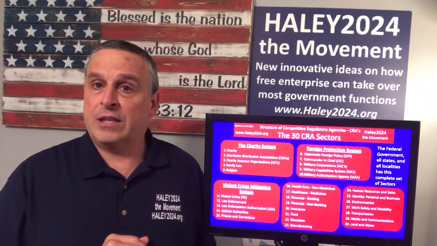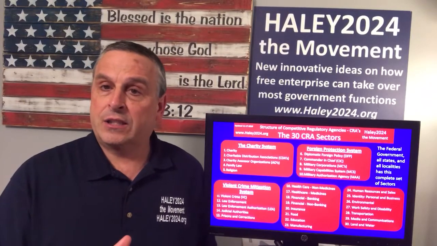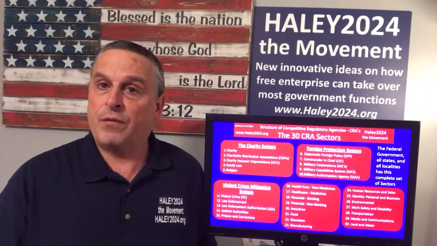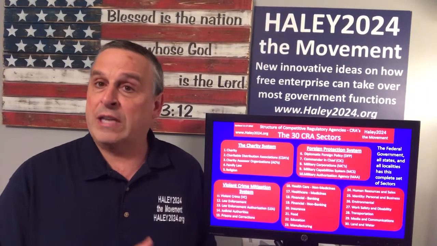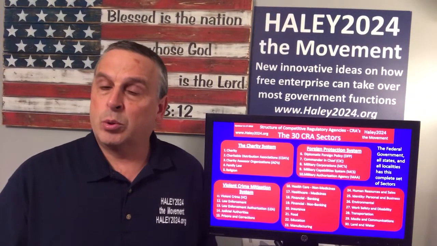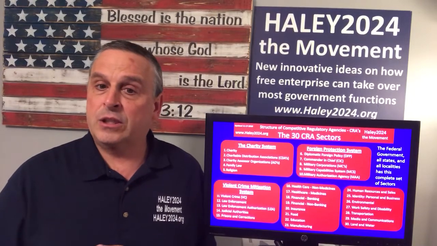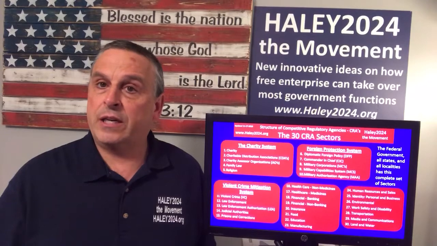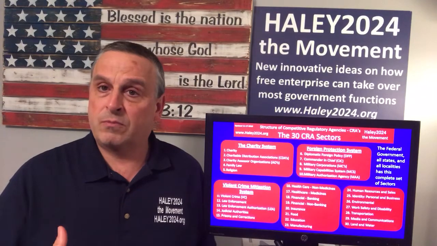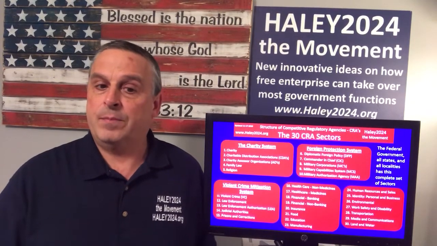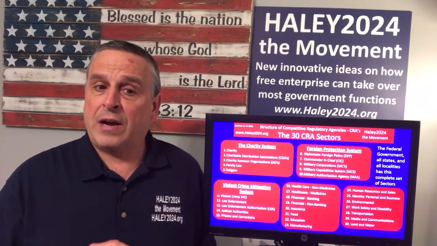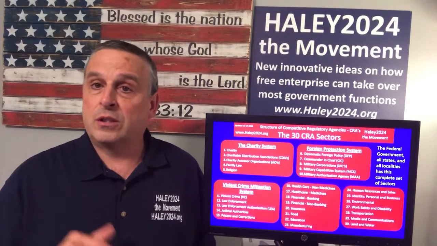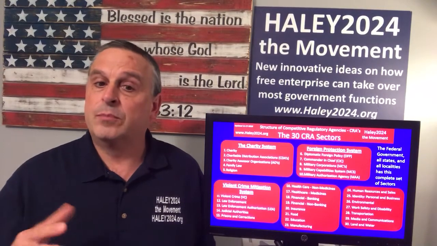Let's go over the 30 sectors real quick. 5 in the charity system, because we go 100% away from the welfare system. All government welfare ends, we transition responsibly, and we go to a charity system. The foreign protection system, federal level, deals with foreign policy and the military. We're going to go over that. That's what this whole video is about. There's 5 in there. The violent crime mitigation system, there's 5 in there, dealing with law enforcement, the courts, the prisons, and the police.